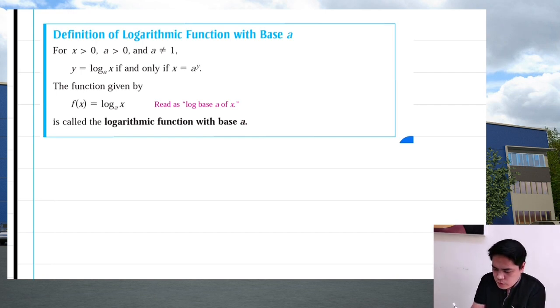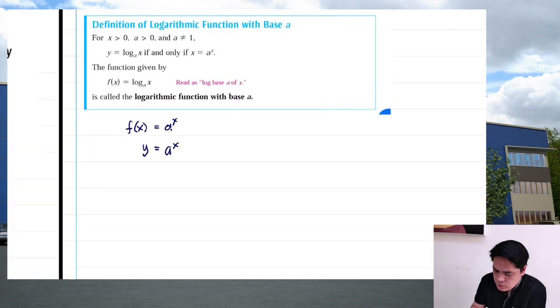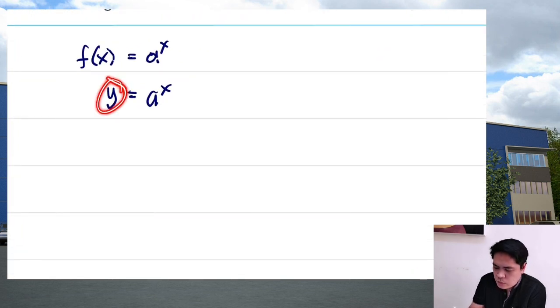Sa exponential function kasi, we have f of x equal to a raised to x, right? Or if f of x is y, so y is equal to a raised to x. So yung function natin is y, then the exponent is the variable. But what if yung exponent yung function, and this is of the variable? So nagbaliktad sila. How do you express it as a function? So let me erase this.